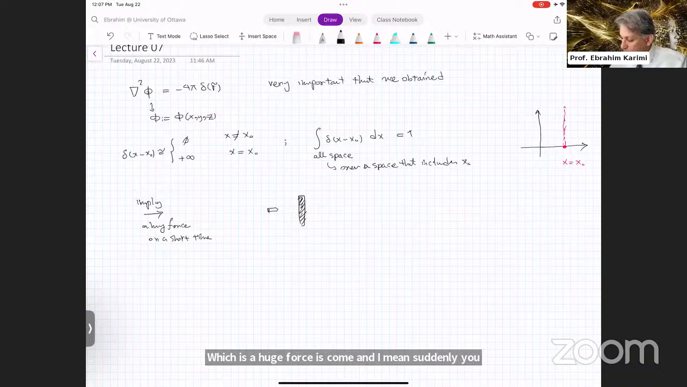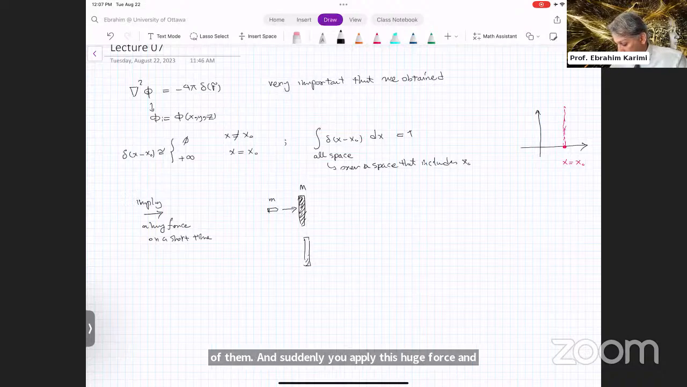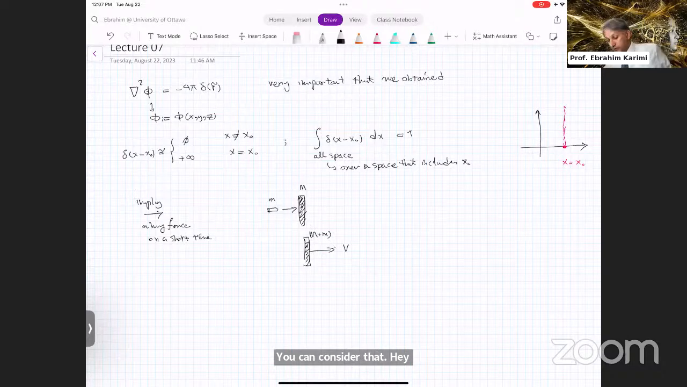If that is a mass of m, and suddenly you apply this huge force, then what you will see is that this mass is moving in that direction. You can consider that it is moving in that specific direction with a velocity.